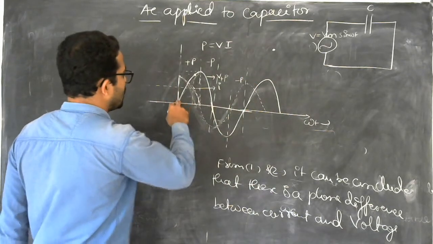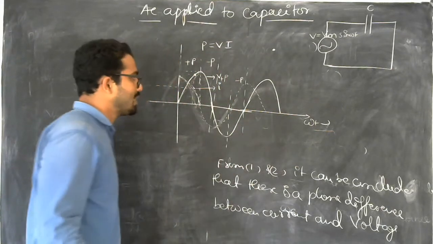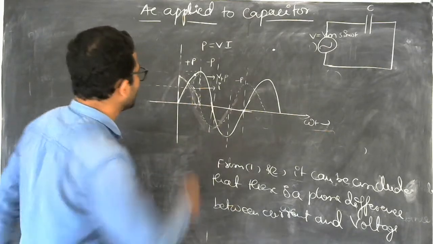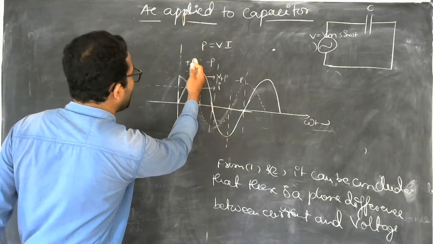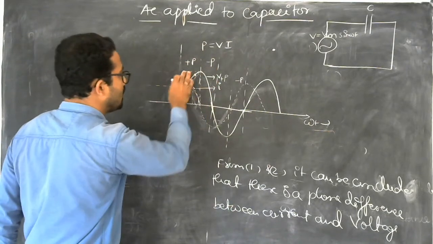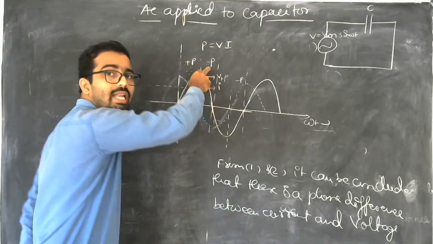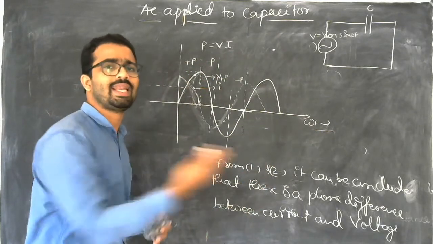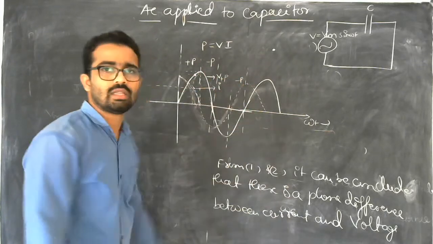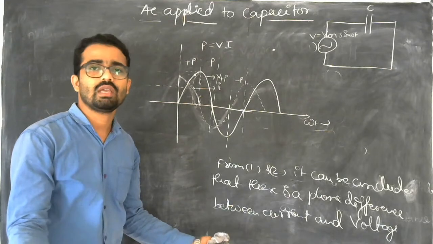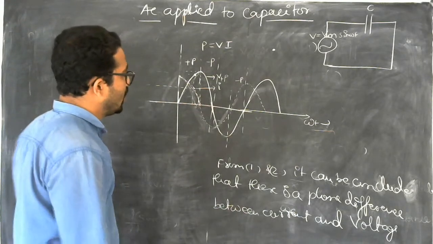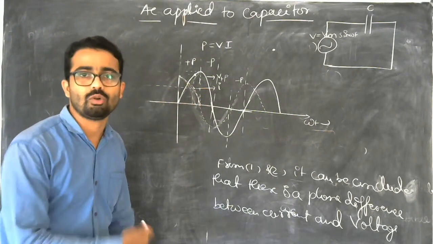See here. If you take one complete cycle, what will happen to the power? That we should observe. For an angle of pi by 2, for a 1 by 4 cycle, power is positive. Next, power is negative, which means energy is absorbed here and energy is released here. Energy absorbed, energy released. Then what is the power loss over a complete cycle? It will be zero. So this is the qualitative approach. Then we should give a quantitative approach, mathematically. Let's see.